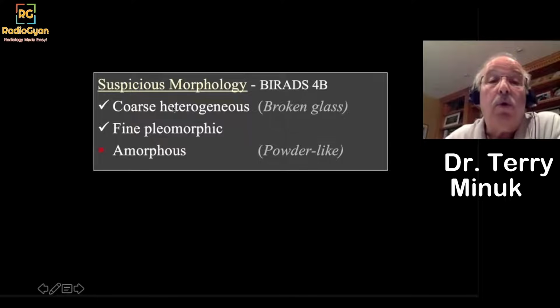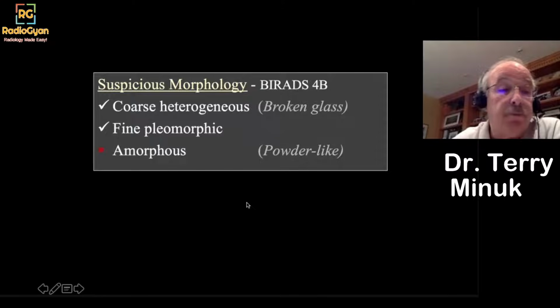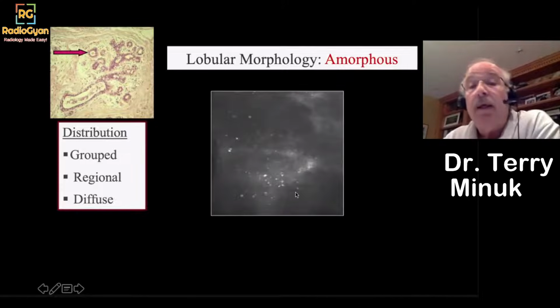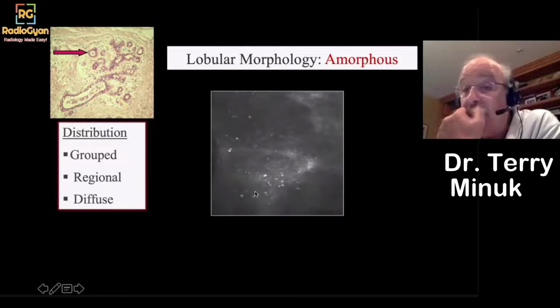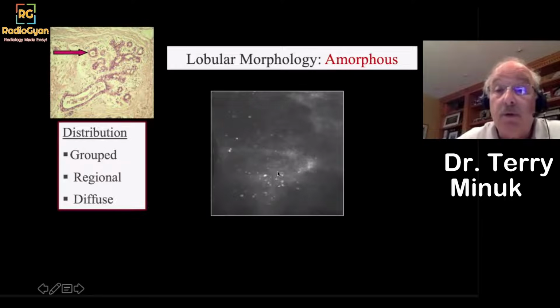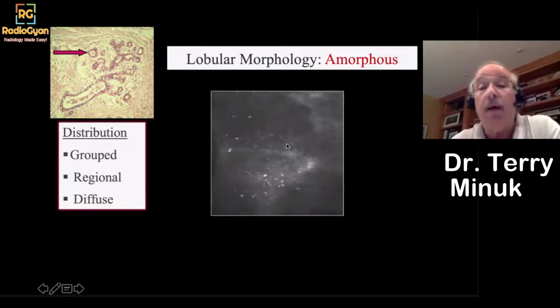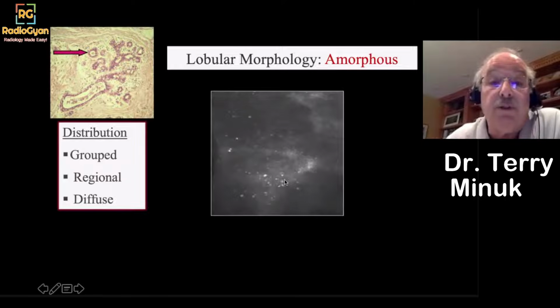So we've looked at coarse and fine pleomorphic microcalcifications. Let's look at the other suspicious morphology, the amorphous microcalcifications. Now, the picture in the middle shows some coarse, heterogeneous, and fine calcifications, but you get the appearance that there are clouds of whiteness here, and these are thousands of tiny calcifications. They're too small to see clearly, but they are mixed up with some other pleomorphic calcifications.